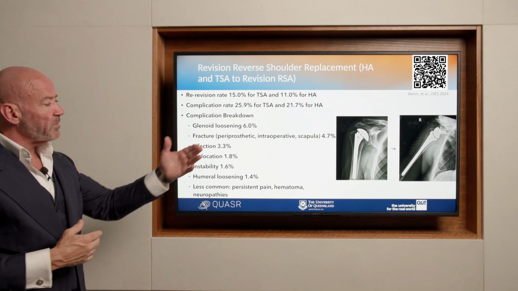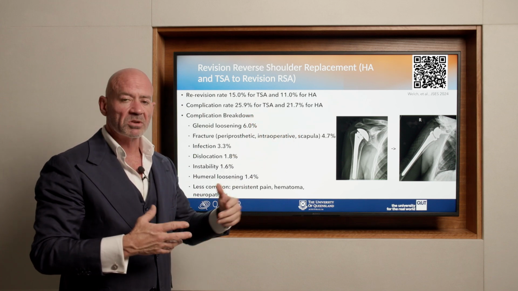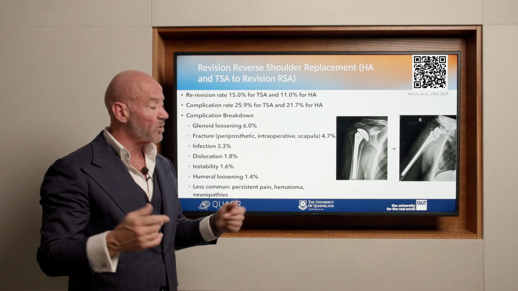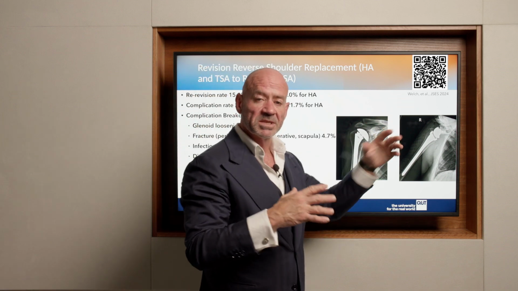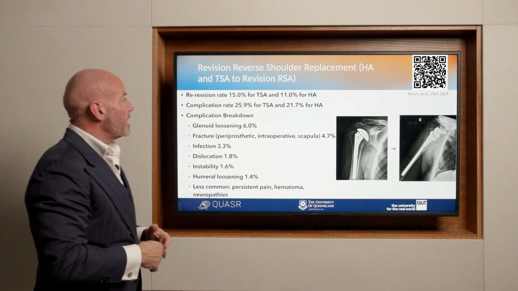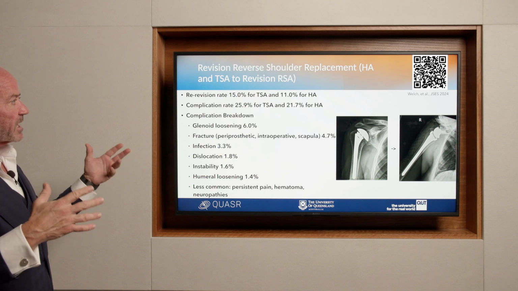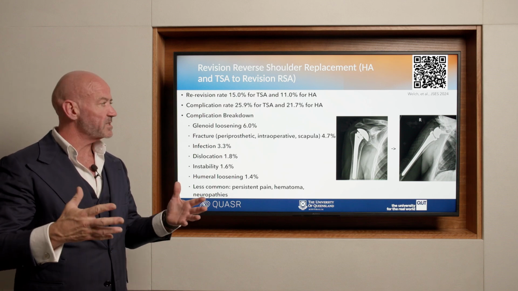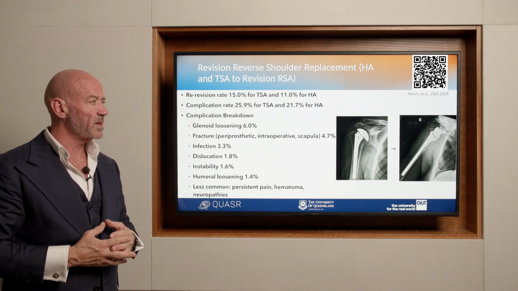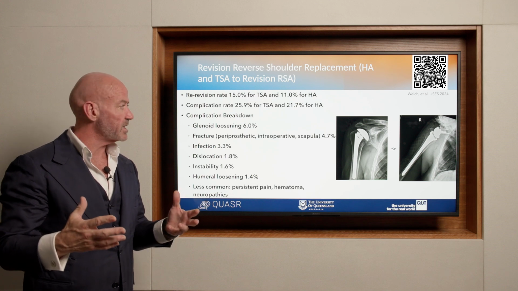Well, if we look at a scientific paper published by Walsh et al. in the Journal of Shoulder and Elbow Surgery in 2024, and if you'd like to look at the scientific paper itself, just scan that QR code and we'll take you to the paper. They looked at groups of total shoulder arthroplasties and hemiarthroplasties, and they found a re-revision rate, so a need to revise these, of 15% for total shoulder arthroplasty and 11% for hemiarthroplasty. That's fairly similar to Australian data.